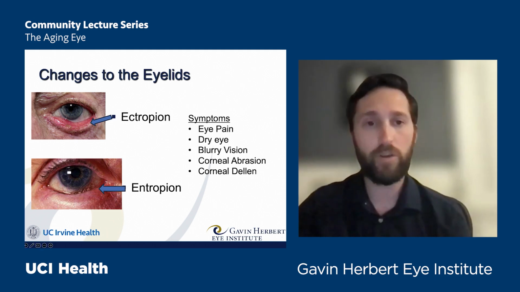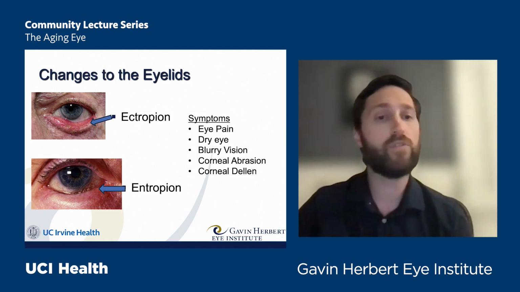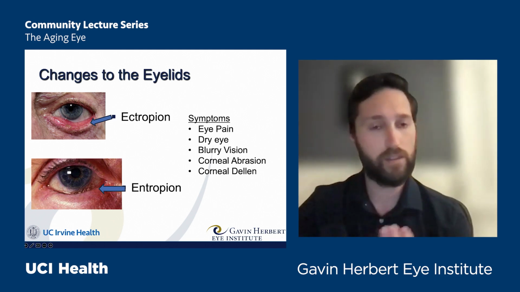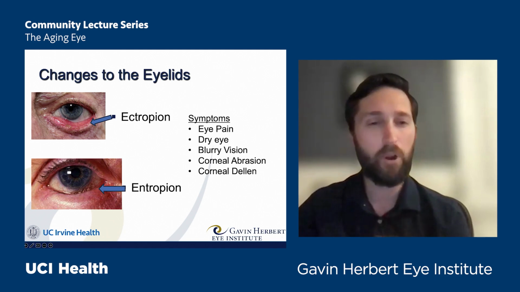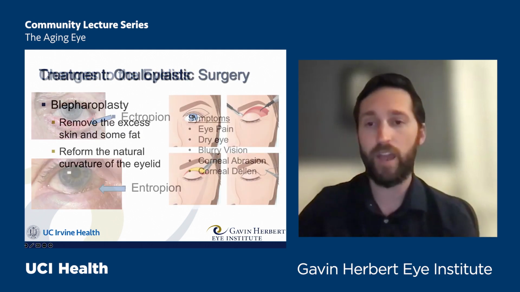And so some of the symptoms people will complain about besides just the look is that you get a lot of eye pain. You feel like your eye is extremely dry. That dryness can cause blurry vision. And if it's very severe, like these pictures are depicting, you could even get little cuts in your eye. We call them corneal abrasions, or even little thinning parts of your cornea. We call it corneal Dellen. So it can cause permanent changes to the cornea and to the eye.